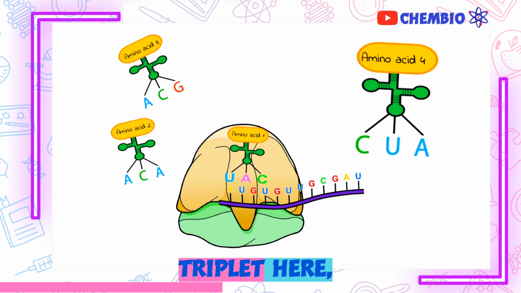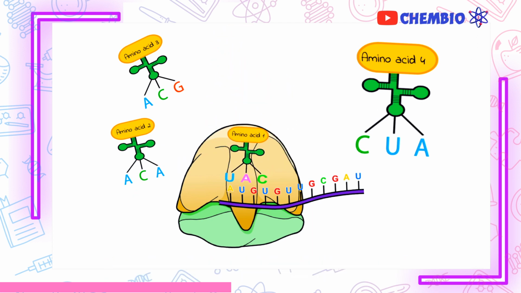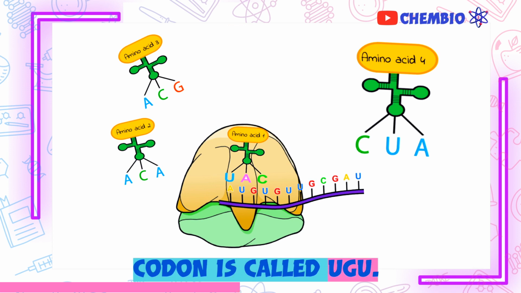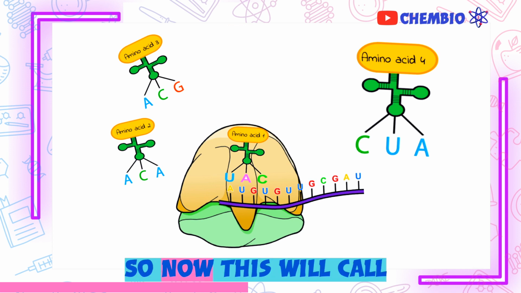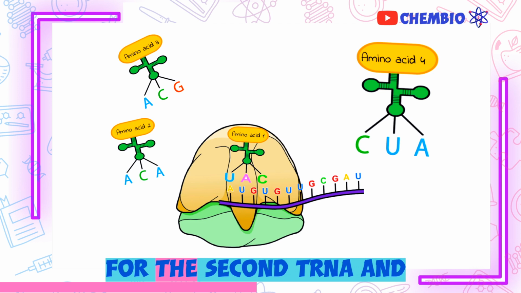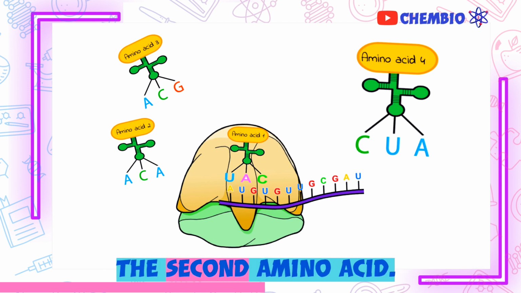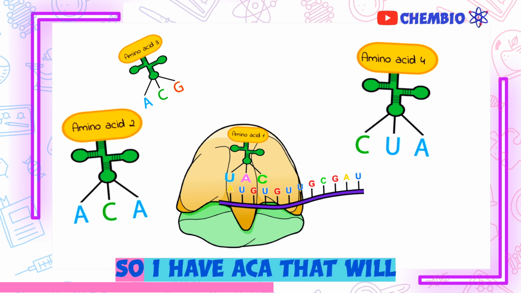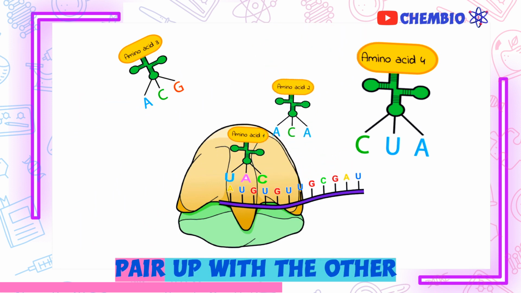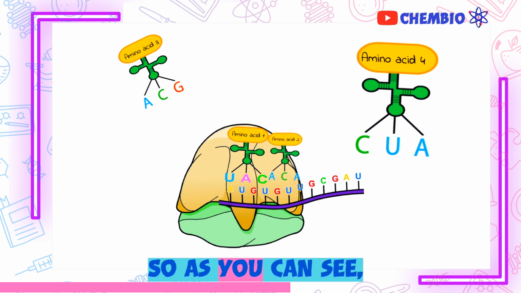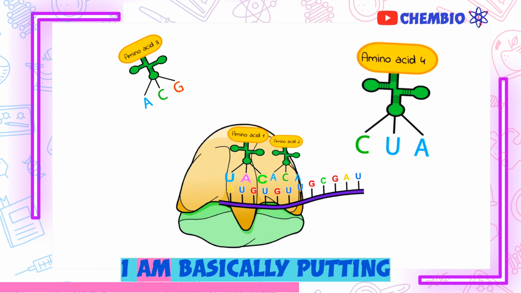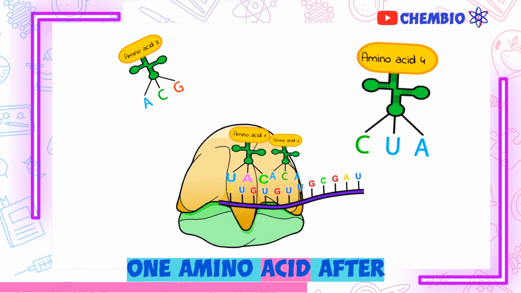And then I have another triplet here, right? The second codon is called UGU. You can see it here. So now this will call for the second tRNA and the second amino acid. So there we go. I have ACA that will pair up with the other triplet. So as you can see, what am I going to do here? I am basically putting one amino acid after another.